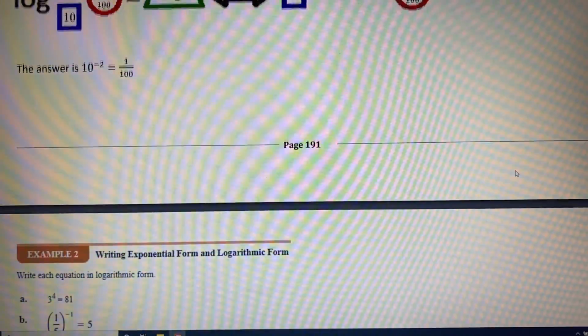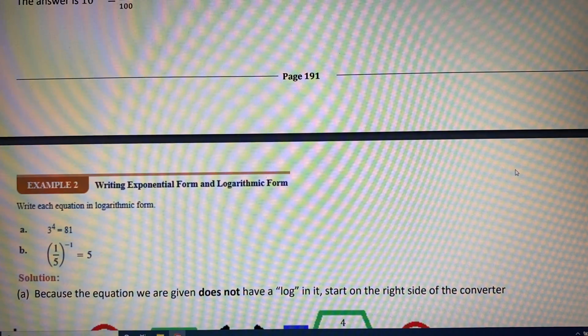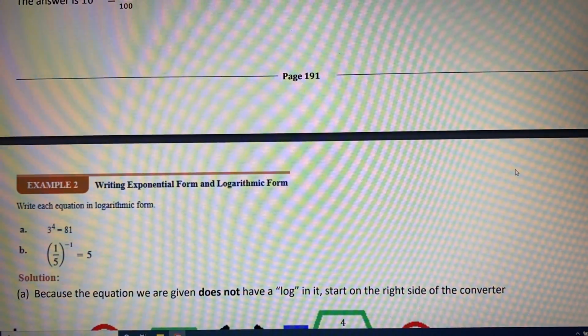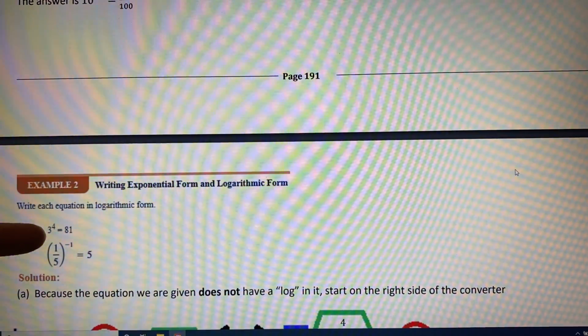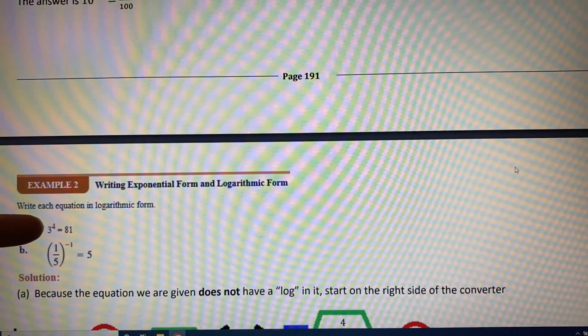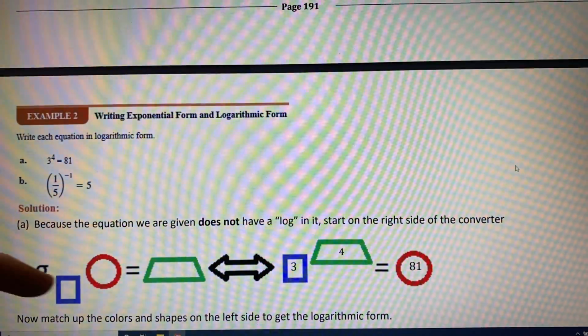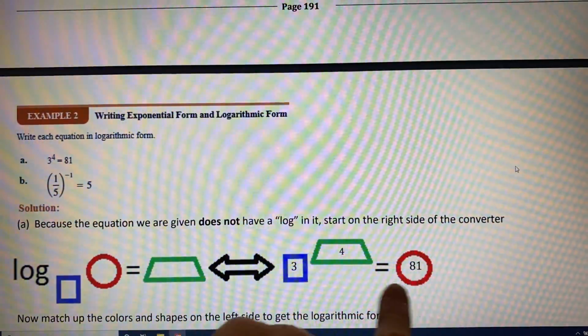Okay, let's try another example. In this example, we're going to be given two equations in exponential form, and we are asked to convert them to logarithmic form. Let's begin. 3 to the 4th power equals 81. Notice this equation does not have the word log in it. Therefore, we start on the exponential side of our converter.